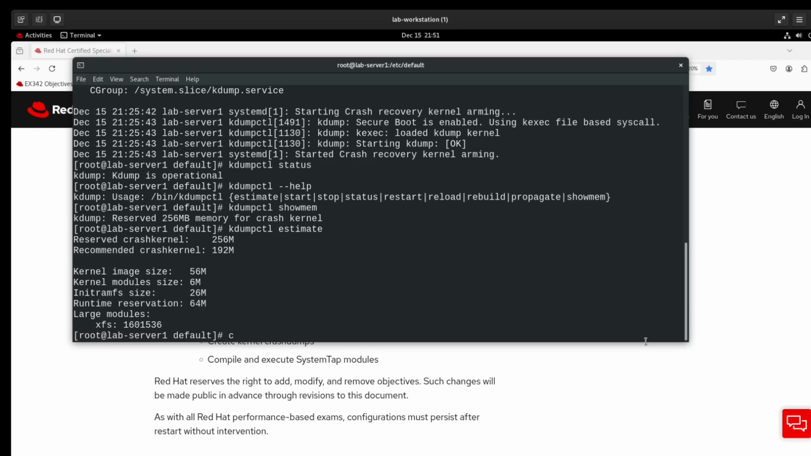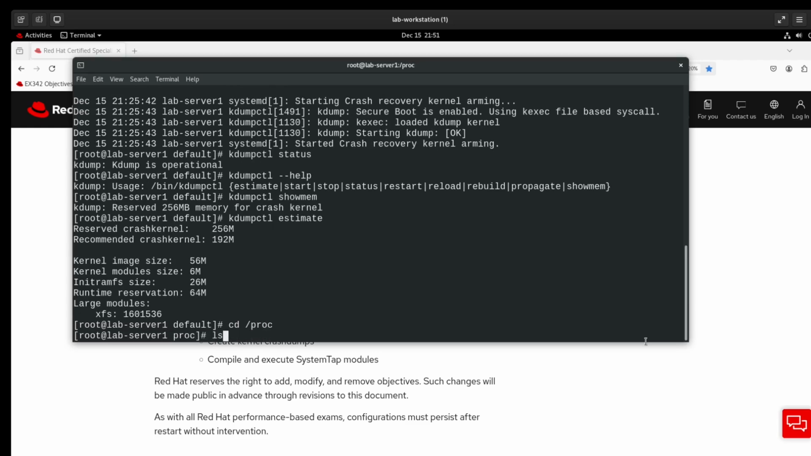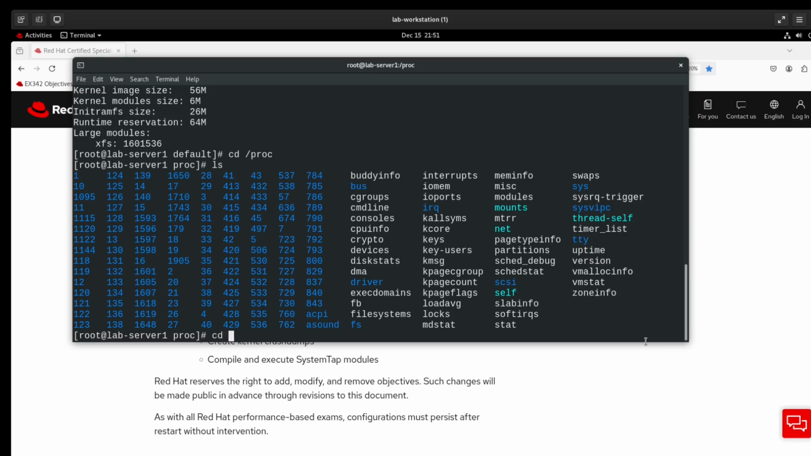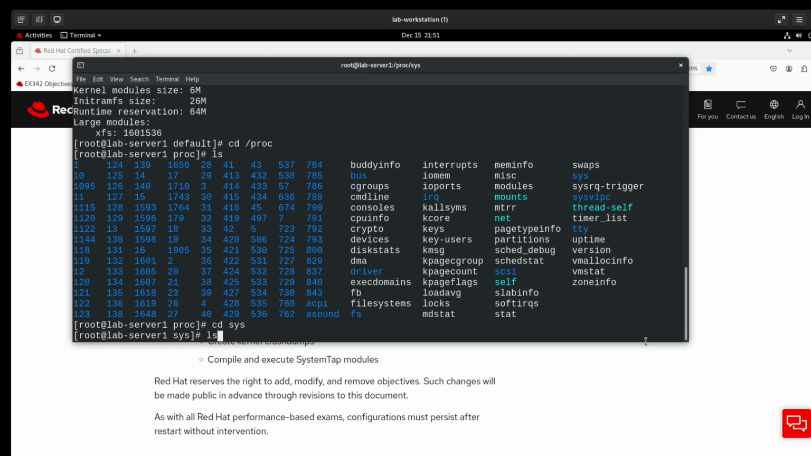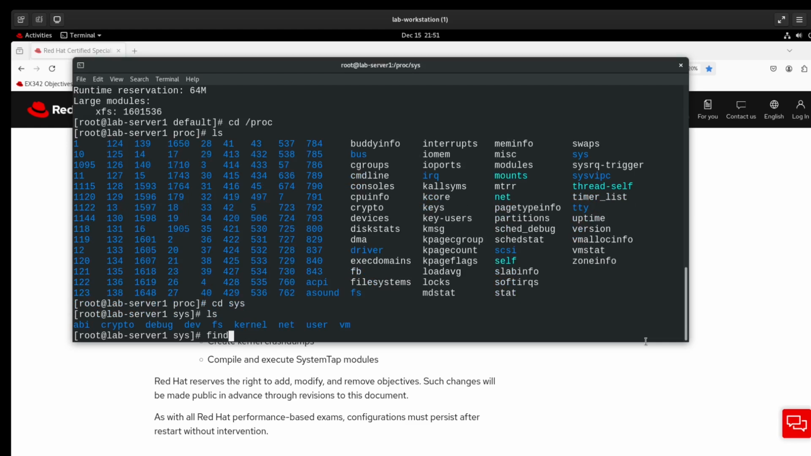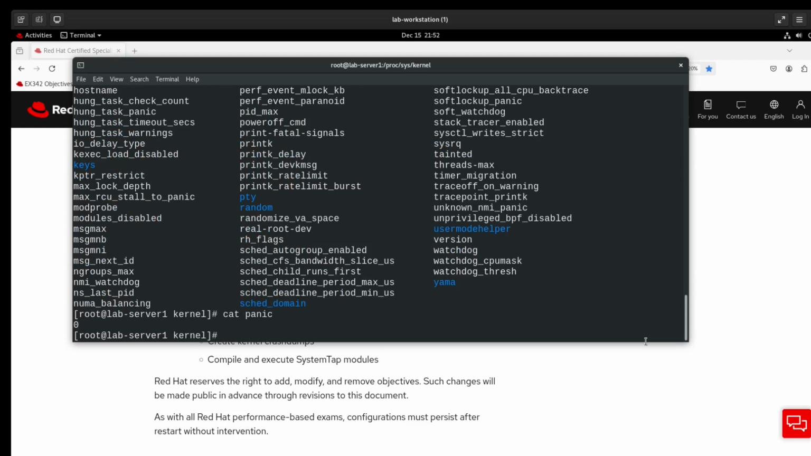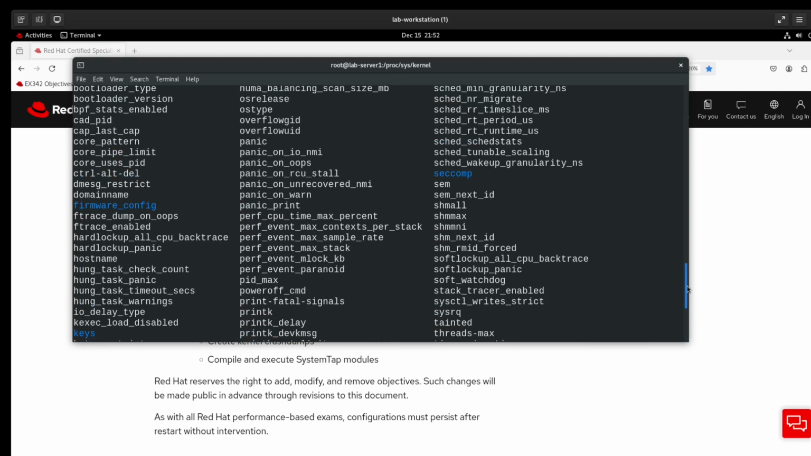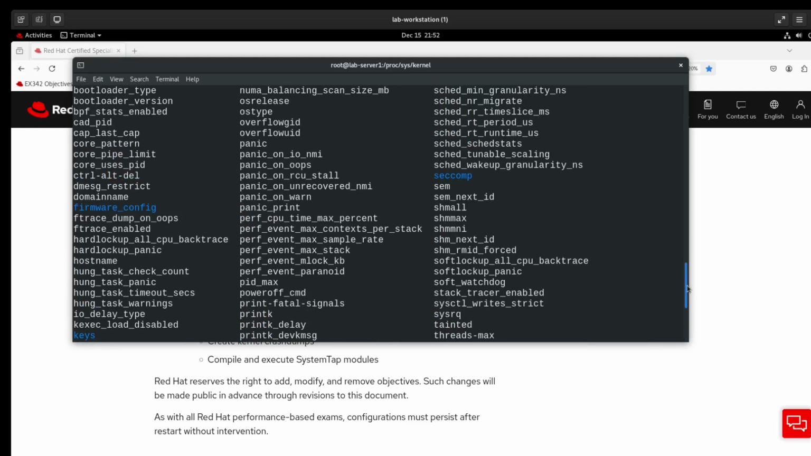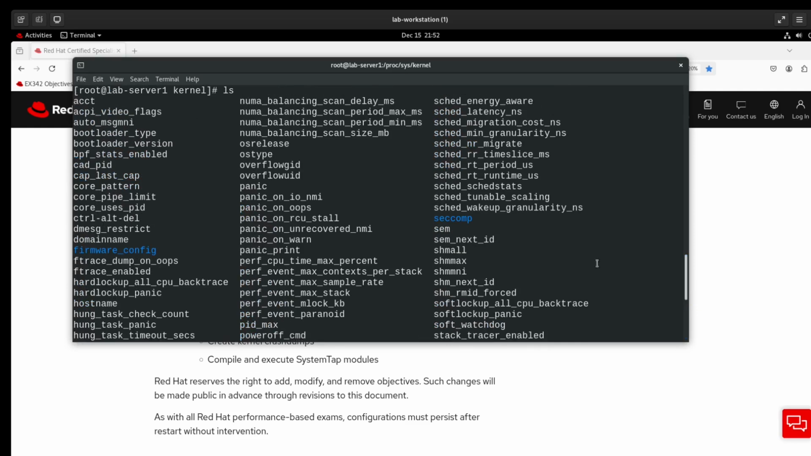What I'm going to do is go into the proc file system, and I think what I want is under sys. Yeah, and what I'm going to do is find name panic, and see what comes up here. Okay, so we're looking for kernel panic. The reason why I'm looking for that is, here's what I wanted: panic on some of these things. Non-maskable interrupt. Yeah, if there's some hardware, let me cat that. Panic on unrecovered NMI.